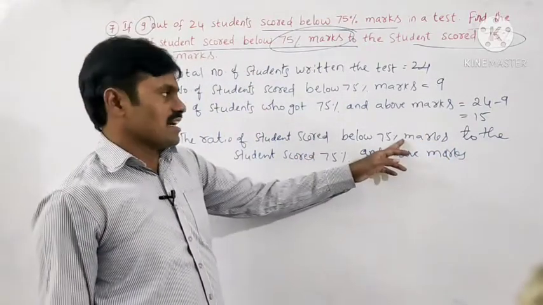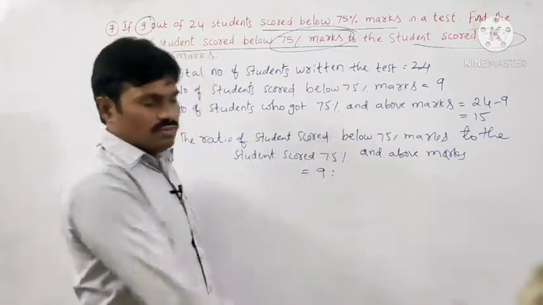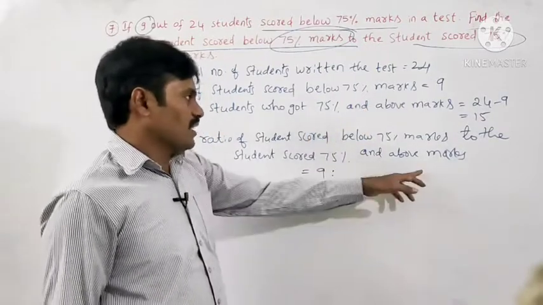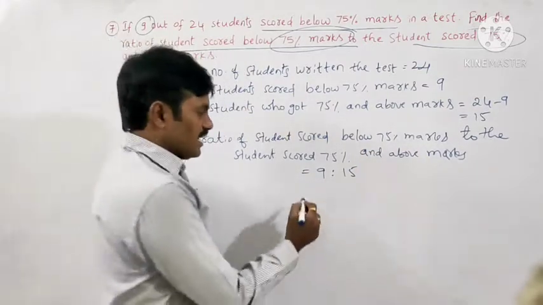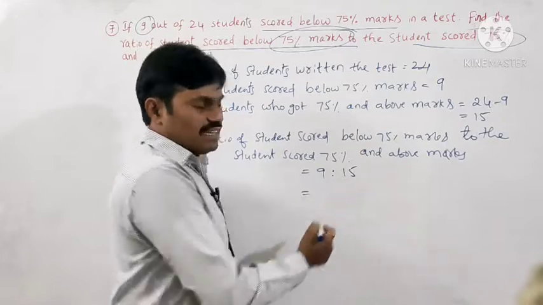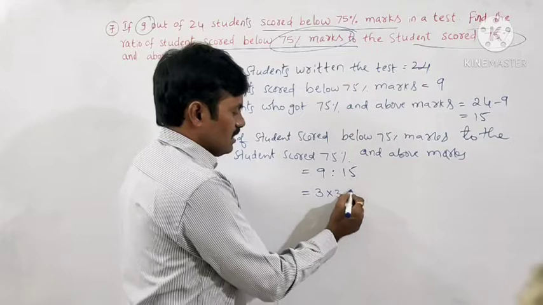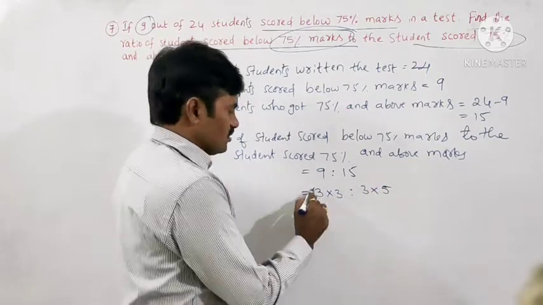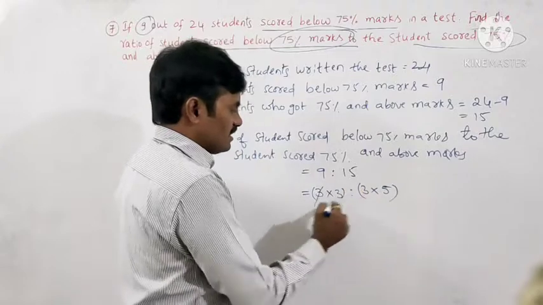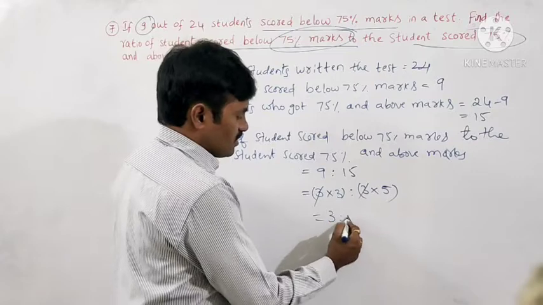How many students got below 75% marks? 9 is the ratio to 75 and above marks. How many students got? 15. So 9 is to 15. This 9 can be written as, what is the common factor? 3 threes are 9, 3 fives are 15. So we can write it as 3 into 3 is to 3 into 5. Now the common 3 cancels, so 3 is to 5 is the answer.